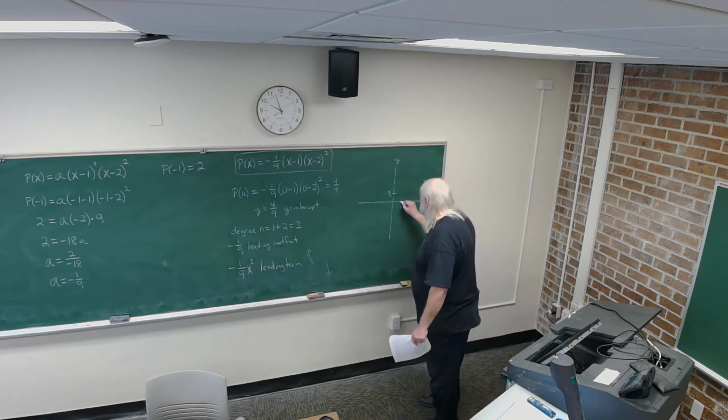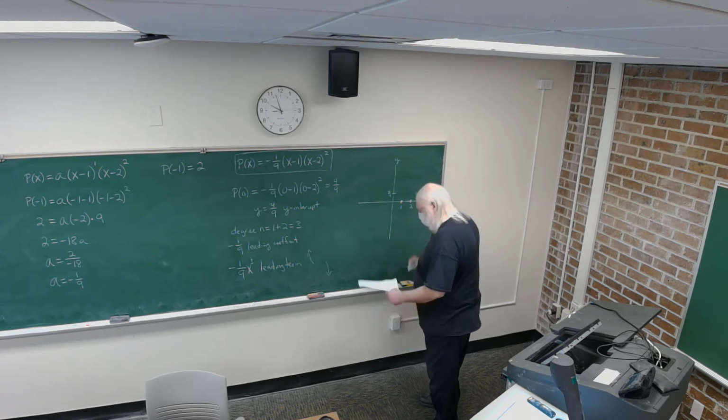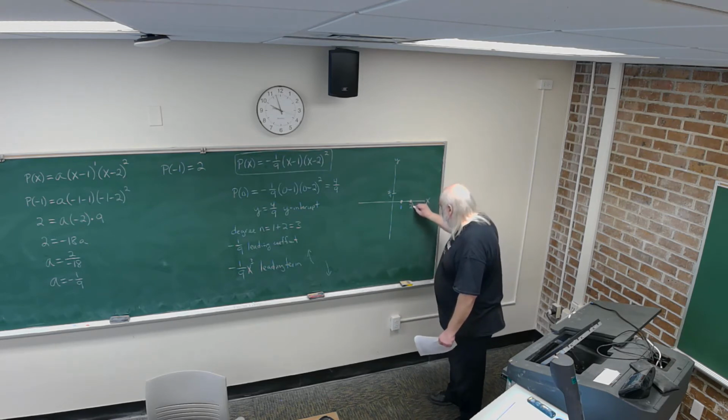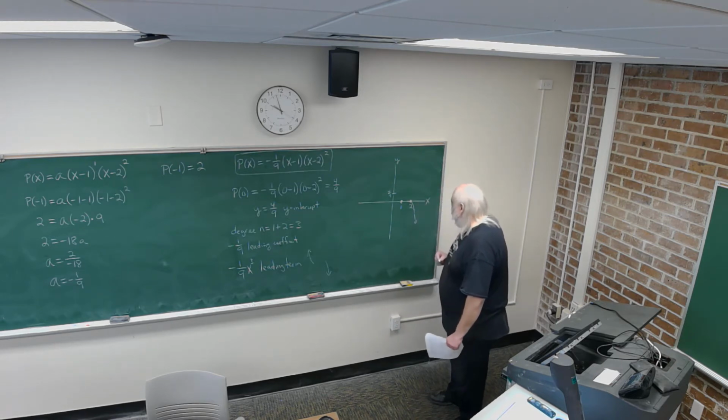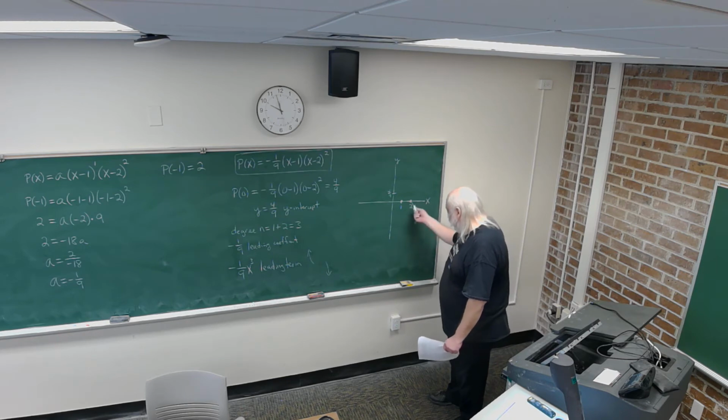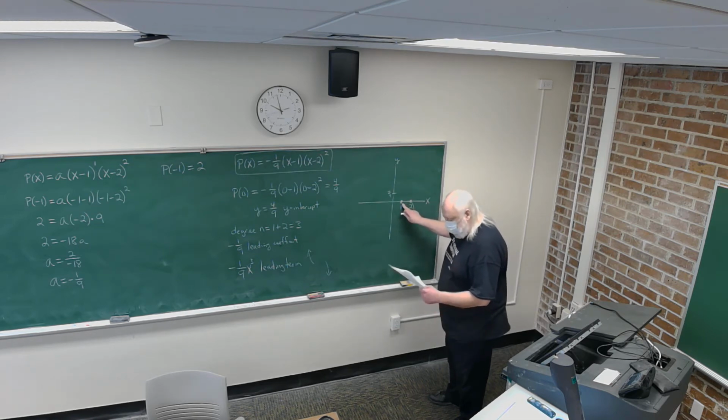All right, so here we have an x-intercept at x equals 1, and one at x equals 2. So we know the graph is going to go down from the x-intercept at x equals 2, the x-intercept on the far right. And we know it's going to go up to the left from x equals 1. Okay.